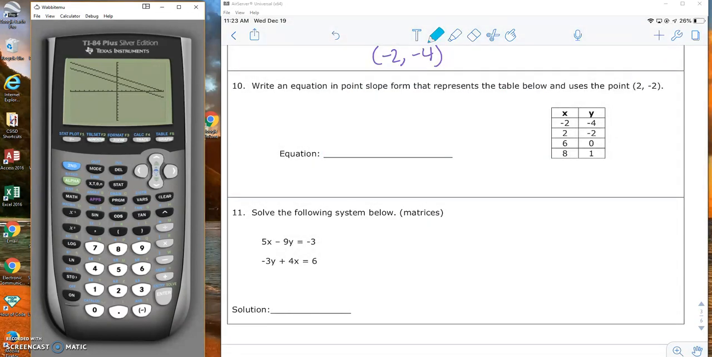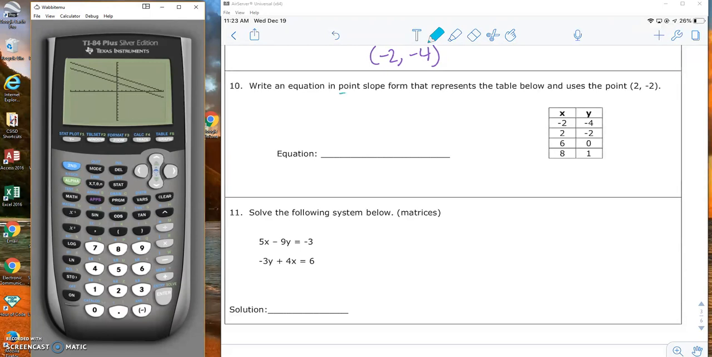Last problem for this video, problem 10: write an equation in point slope form that represents the table below and uses the point (2, -2). So they want this in point slope form. Remember, that looks like this. We've used it a couple times on this review already. So I'm going to label x1, y1. So when I'm plugging in, y minus y1 is -2, equals m, which we'll have to find, and then x minus x1.